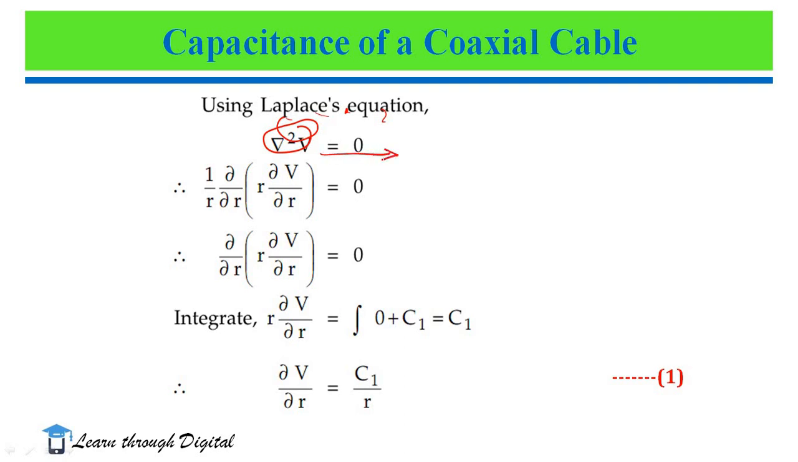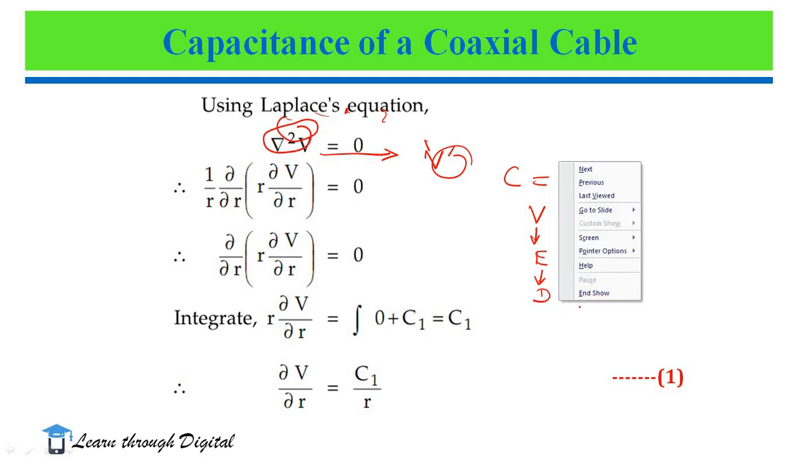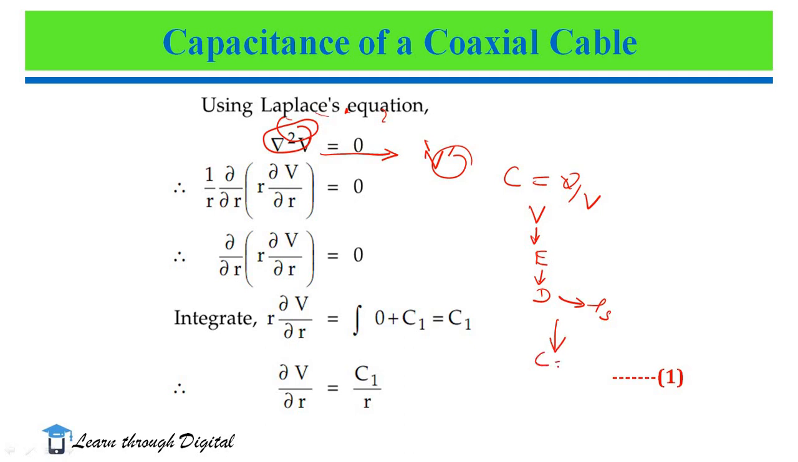Once we solve this second order differential equation, we will get the solution for V. After obtaining V, we find C is equal to Q by V. After finding the potential V, we calculate the electric field intensity. From the electric field intensity, we find the flux density. From this, we find rho s, the surface charge density. And from this, we write capacitance equal to Q by V. This is the method using Laplace equation.